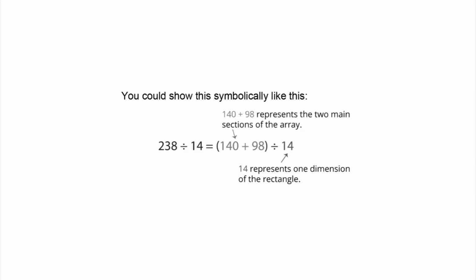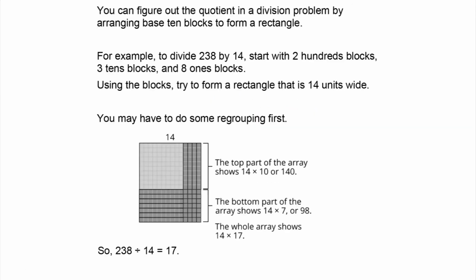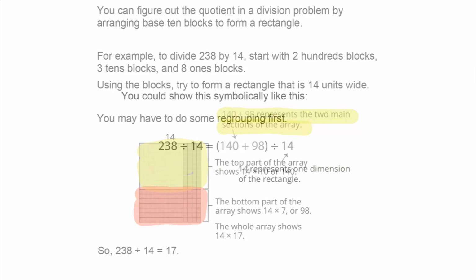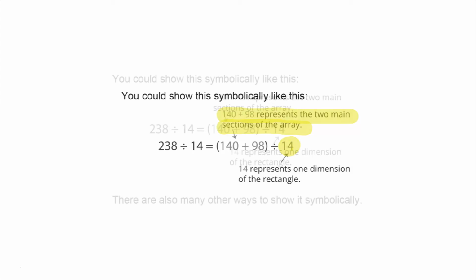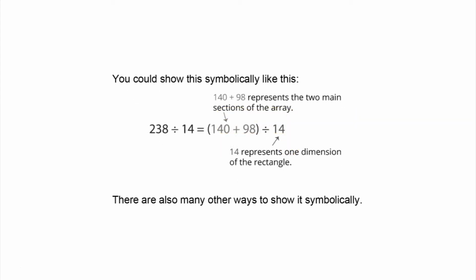You could show this symbolically like this. 238 divided by 14 equals 140 plus 98 divided by 14. The 140 and 98 represent the 2 main sections of the array. So if we go back to the previous page, you've got the 140 up here, and then the 98 down here. The 14 represents one of the dimensions of the rectangle. There are other ways to show it symbolically as well.